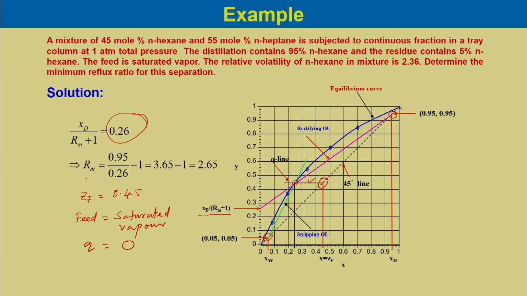Once we get these values, we can substitute over here, and then Rm would be equal to 0.95 by 0.26 minus 1, which would be equal to 3.65 minus 1, which is 2.65. So, the minimum reflux ratio is 2.65.